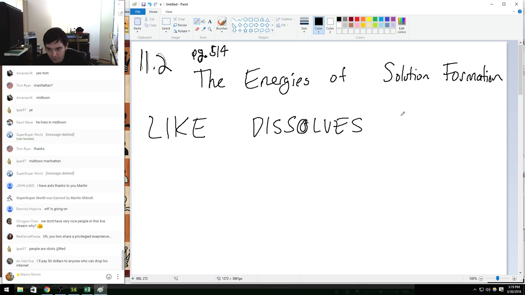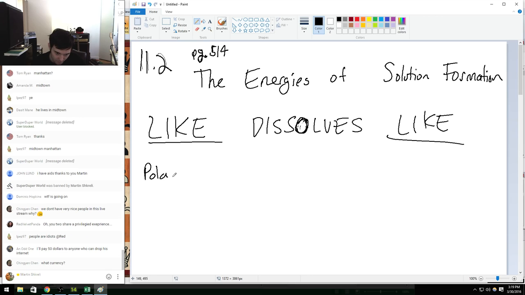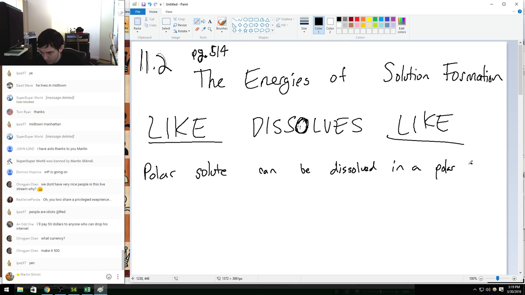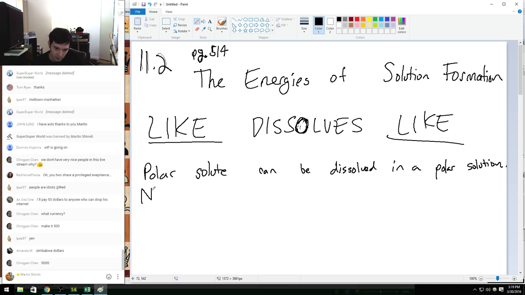This is sort of the opposite of opposites attract. For solubility, you have the concept that like dissolves like. So a polar solute can be dissolved in what? In a polar solution. And it can't be dissolved in a nonpolar solution. And likewise, nonpolar will dissolve in nonpolar. So that's how solubility works.